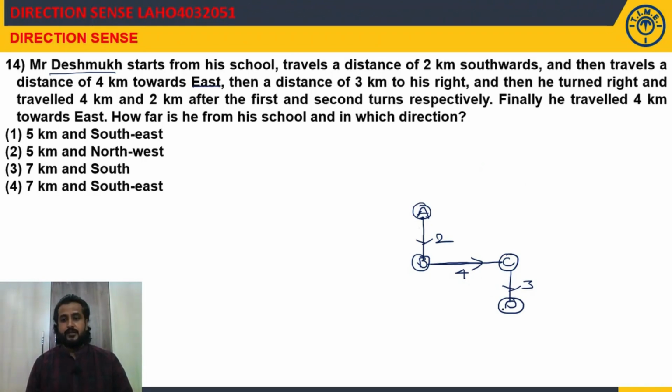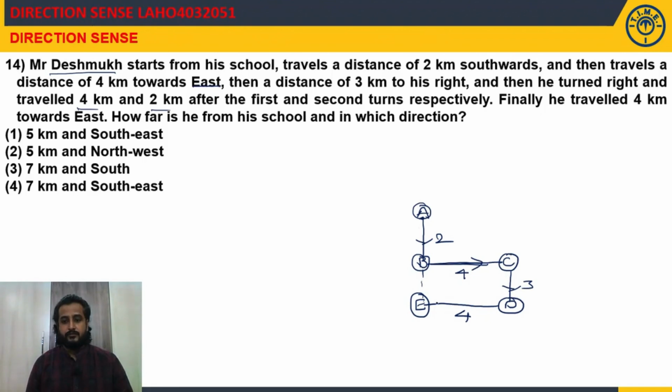So while moving south, what is the right hand side will be? Again west. So west. And how much? 4. So BC distance is 4. So even DE distance will also be 4 only. Because it is given 4. So B on the same line. Right? So 4. And 2. Okay. Then he turned right and traveled 4 kilometers and 2 kilometers after the first and second turns.